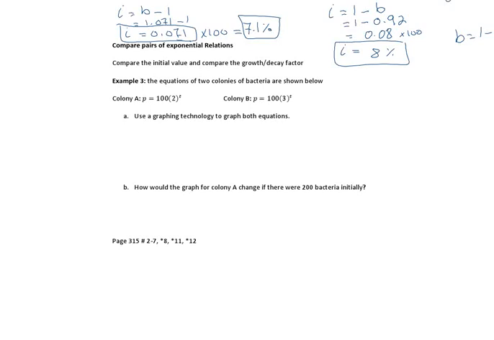Good. So which graph do you expect to be steeper? Which graph do you expect to look like this? B. That's right. So this would be B, and this would be A. You're going to expect colony B to be moving much, much faster because the rate is much bigger.